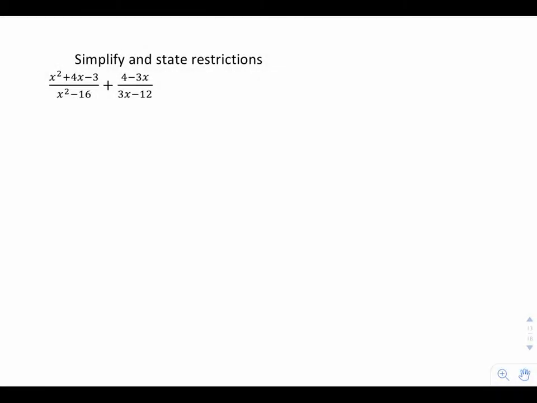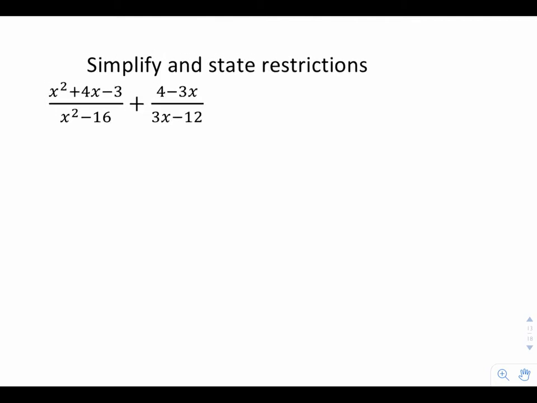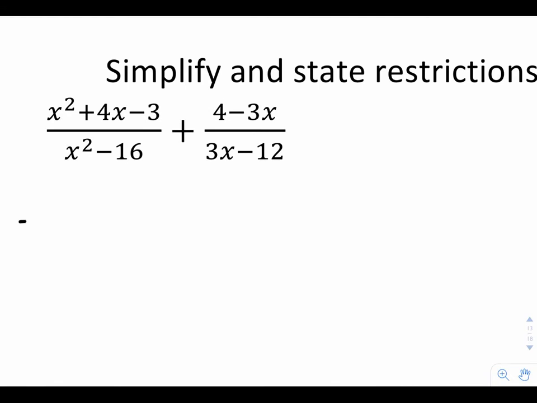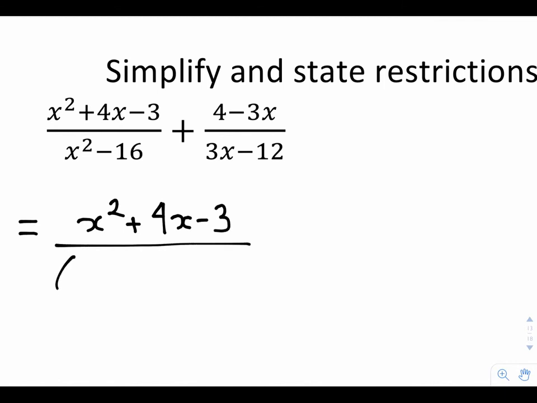We have here the sum of two rational expressions, and before we combine them together, we're going to begin by factoring numerator and denominator. So let's look at our first numerator. It's a simple trinomial, and I'm looking for two numbers that add to give me 4 and multiply to give me -3. Now, as it turns out, there are no integer terms for this, so we're not going to factor it. We're just going to leave it as x squared plus 4x minus 3. The denominator, on the other hand, is a difference of squares.